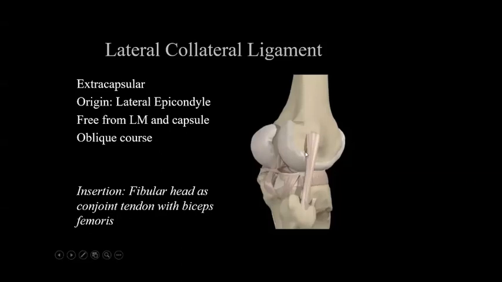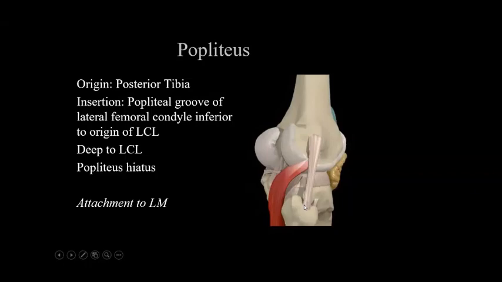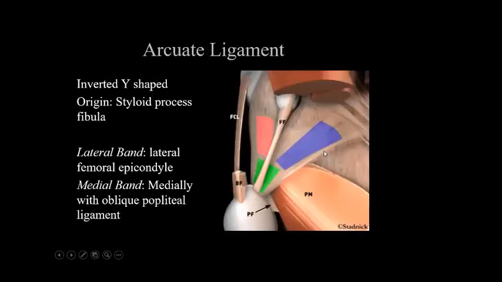The lateral collateral ligament originates from the lateral epicondyle of the lateral femoral condyle and inserts into the styloid process of the fibula. The popliteus tendon originates from the popliteus hiatus, which is a groove here in the lateral femoral condyle.